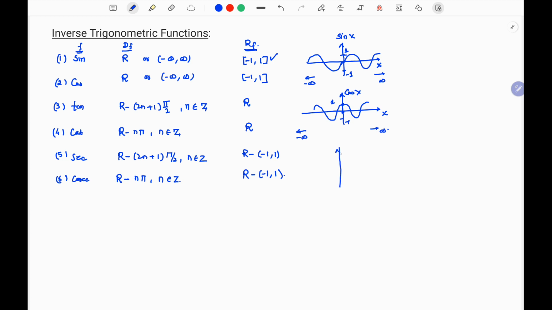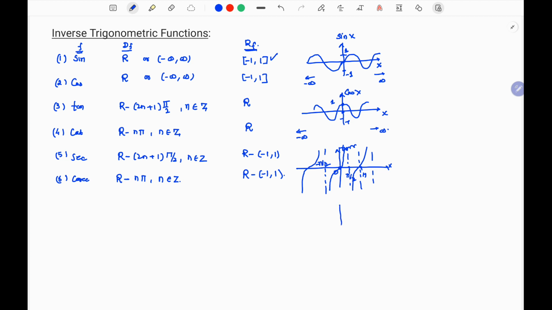If we draw the tan, on x-axis it is x, and tan x, it is 0, pi by 2, pi. At 0 tan x is 0, and at pi by 2, that is at 90 degree, tan x is undefined, so graph is drawn here. This is the rough diagram, and on negative side it is minus pi by 2, and graph is similar to this.